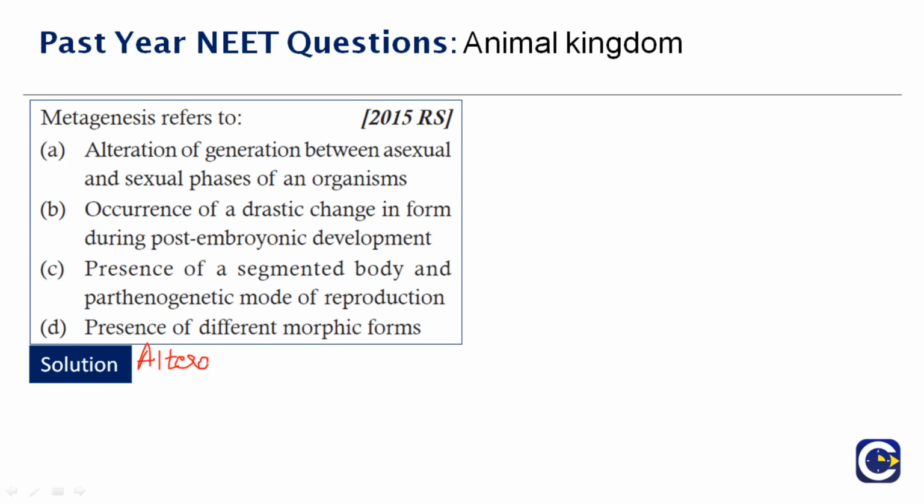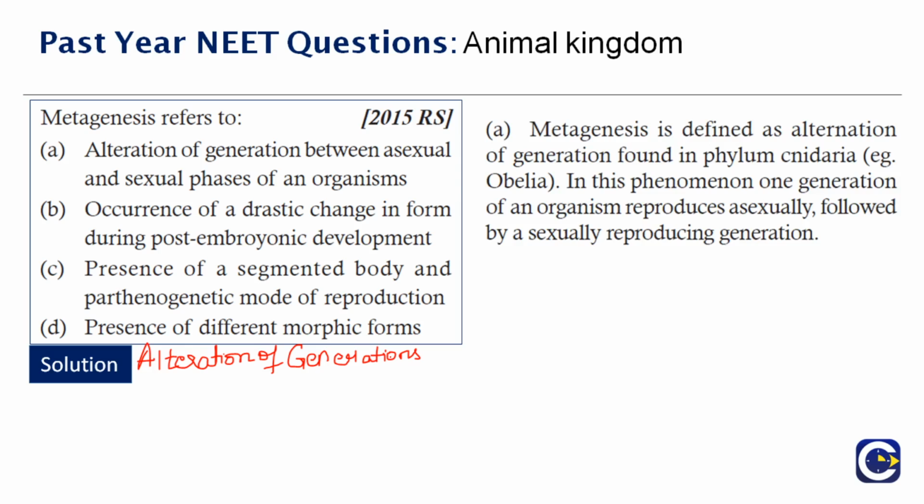They call it alternation of generations. Why? In the first generation it is an asexual means of reproduction, and in the second generation it is a sexual means of reproduction. So they call it alternation of generations between asexual and sexual phases of an organism. So this is the definition for metagenesis. It is the occurrence during the life cycle of an organism of 2 types of individuals, both diploid, one reproducing sexually and the other asexually. The term is sometimes used loosely as a synonym for alternation of generations. Therefore the correct answer to this question is option A.